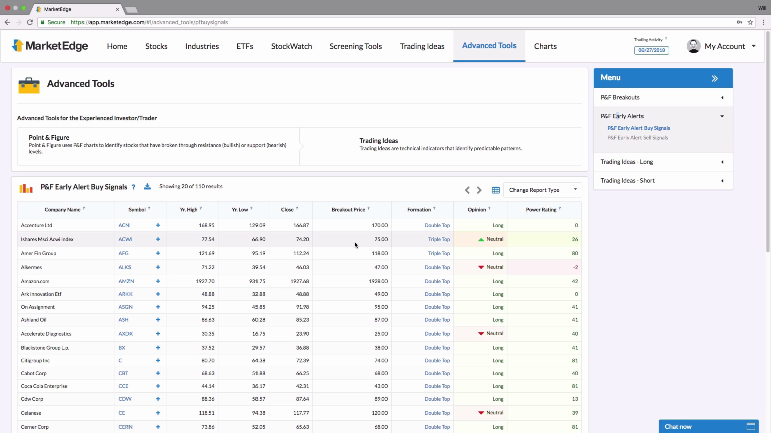Again, we update those every day in advanced tools. You can find all the stocks that broke out the previous day, or we front run the point and figure guys, and you can get your list of stocks that are going to break out today if they trade at a certain price, and what the formation is.